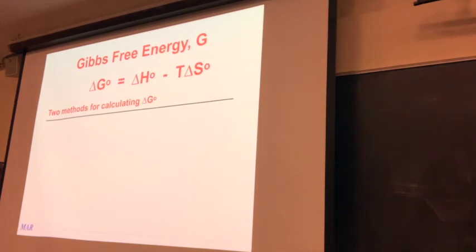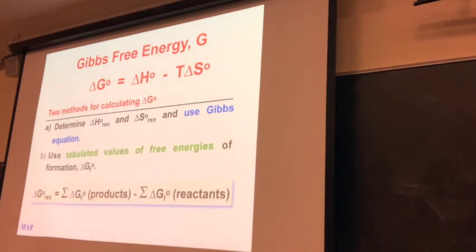There are two ways to calculate delta G values. The main way that's used a lot of times is you'll have delta H and delta S values, you'll know the temperature, and you throw it into the Gibbs equation and find delta G that way. But because delta G is used so much by chemists, you can also use the delta G of the products minus the delta G of the reactants if you have them.